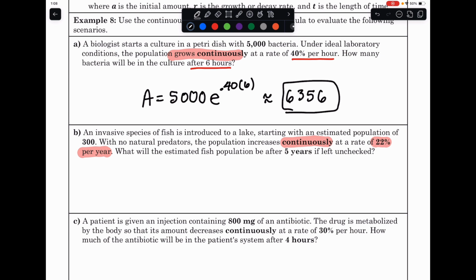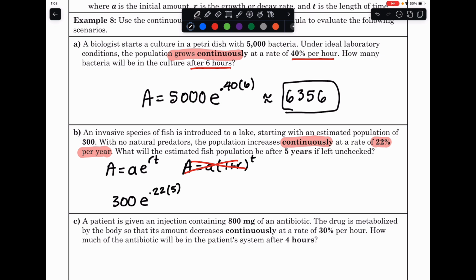Because we're told that it's growing continuously, in terms of formulas that means we need to use this formula instead of this formula. Here are the two options that we have. We're going to use the first one, not that one. Let me use a red marker instead. So this one. Plugging in the information that we have, we start off with 300 fish. We multiply it by e, and that e is raised to the 22%, which is 0.22, multiplied by 5 years.